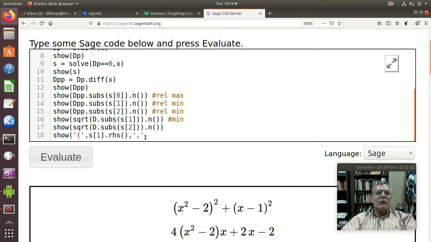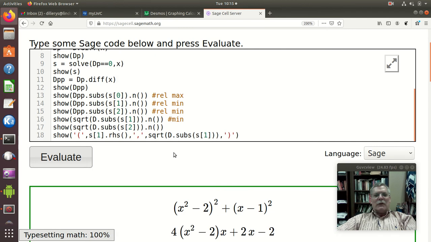So I put that in single quotes. I think double quotes would work as well. And then I want that value I just calculated, so this square root of that, Control C, and put that in. Now, if I do that, I didn't put the dot n on the end, I'm getting the exact answer. And then I'll close it off with a parenthesis. So there's my parenthesis, and close off the show. So I think that will print out my solution very nicely.